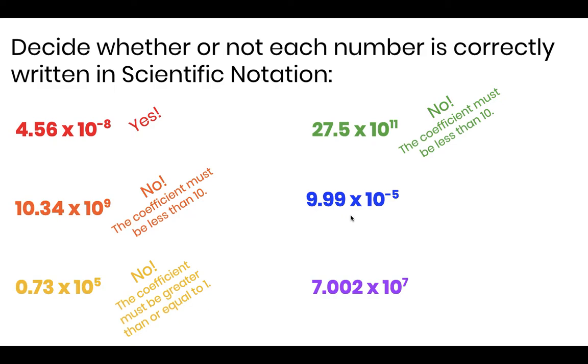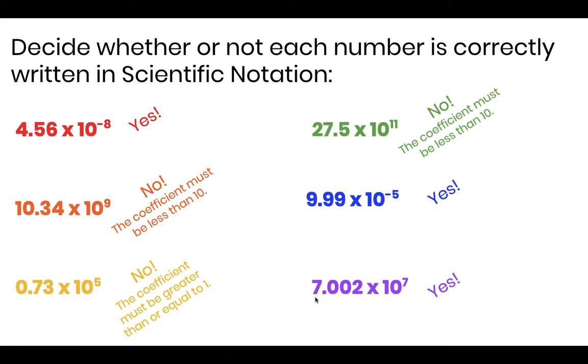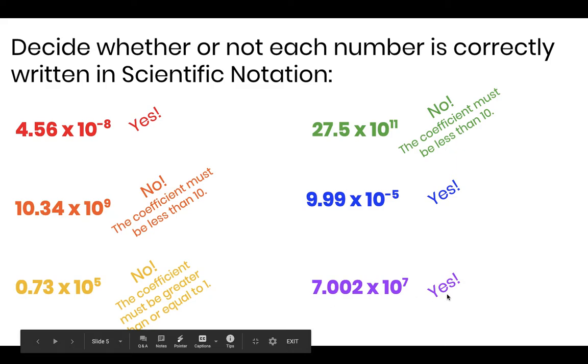9.99 times 10 to the negative 5th, we look at our coefficient of 9. Yes, that one works. And our last example, 7.002 times 10 to the 7th, this one will work as well because our coefficient is between 1 and less than 10.